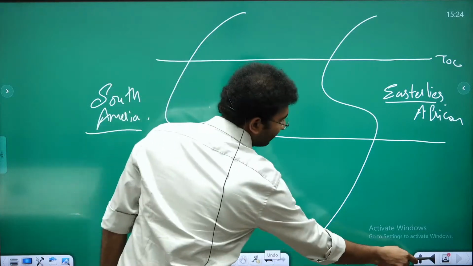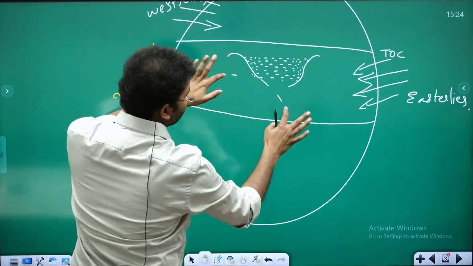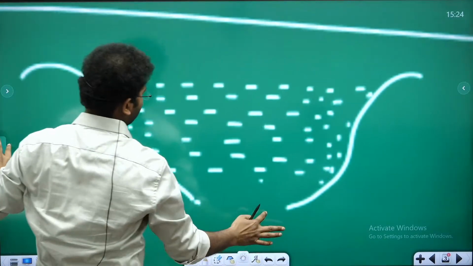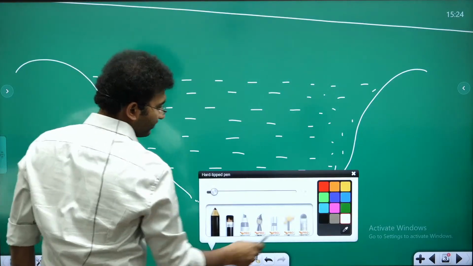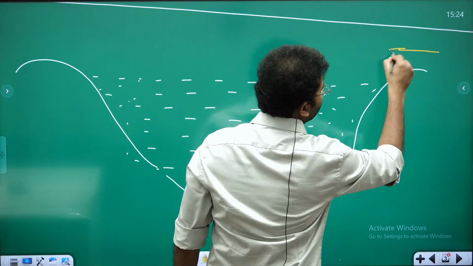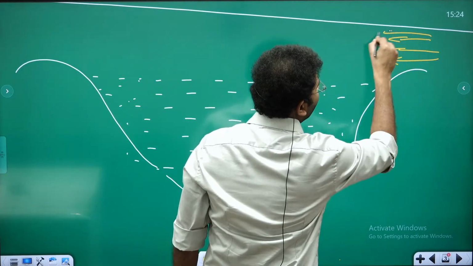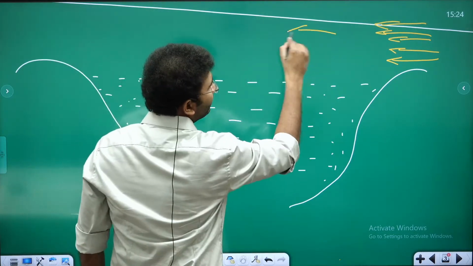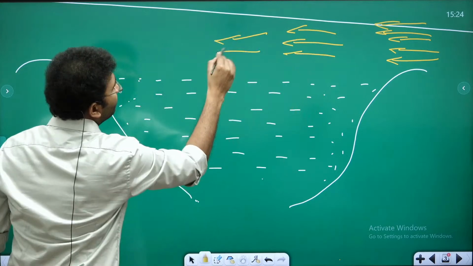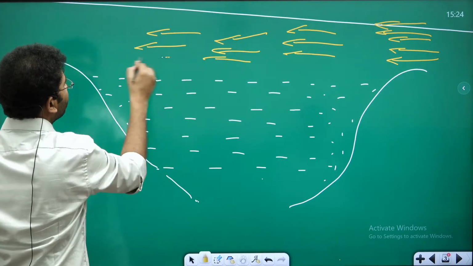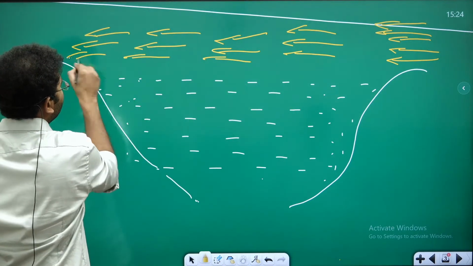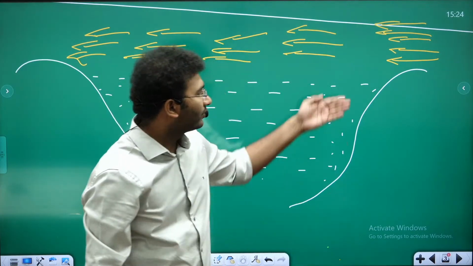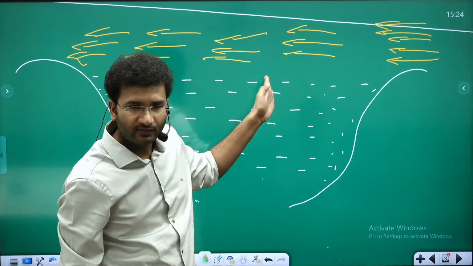Let's go back and look into this. Imagine that in this area, the winds are moving in the form of easterlies, right? While they move, they also influence the ocean water which is present. In this process, you will see that while the water starts to move, it will also help the water to move.